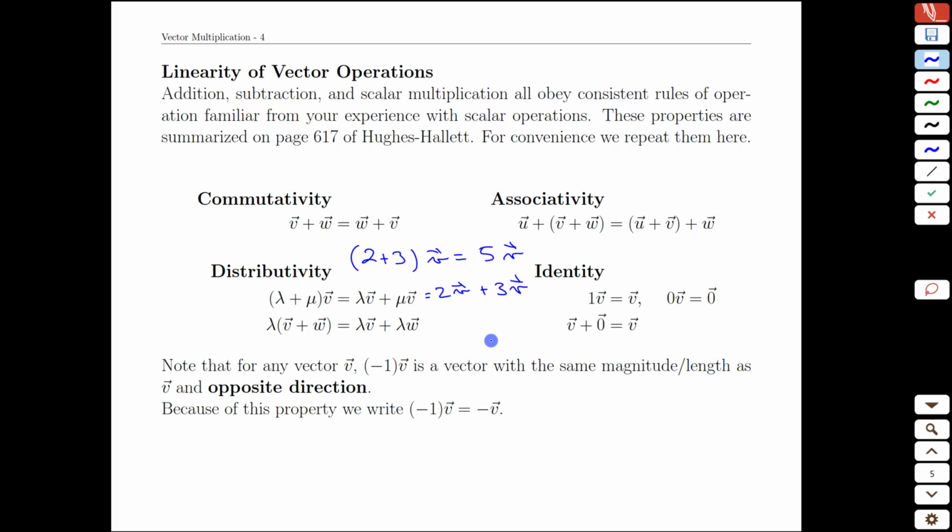So review this at your leisure, but essentially your intuition is going to be a pretty good guide for how to handle scalar multiplication and addition.